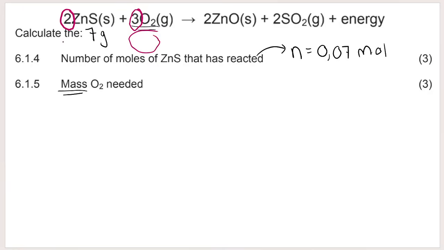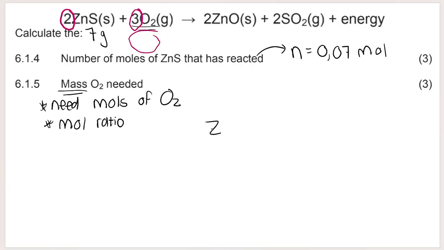So we want the mass of oxygen needed, but step 1, before we get mass of oxygen needed, we need moles of oxygen. And how do we get moles of oxygen? We need to use the mole ratio. So what I mean by mole ratio is we know that 0.07 moles of zinc sulfide will react completely, which means all of that's going to be used up. So if I know how many moles of zinc sulfide is going to be used up, I can use that to work out how much oxygen is going to be used up as well.